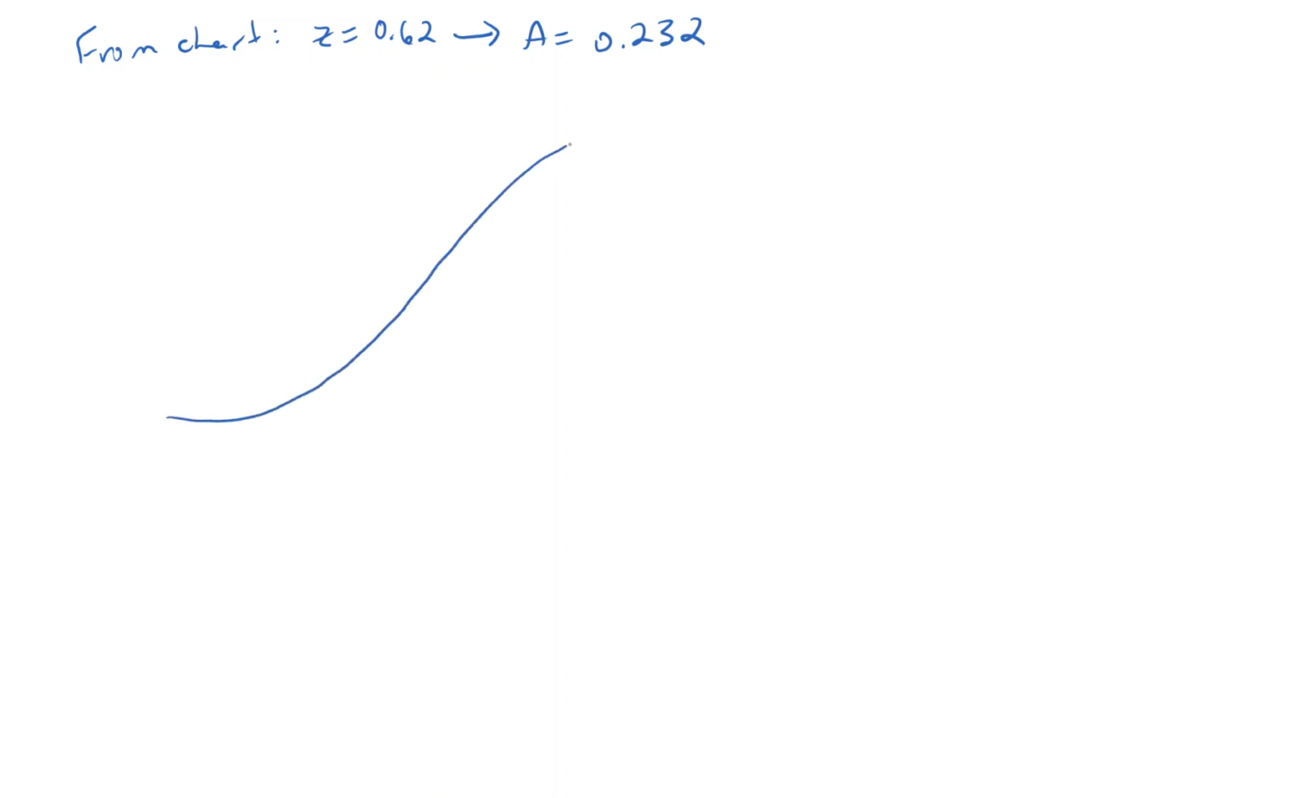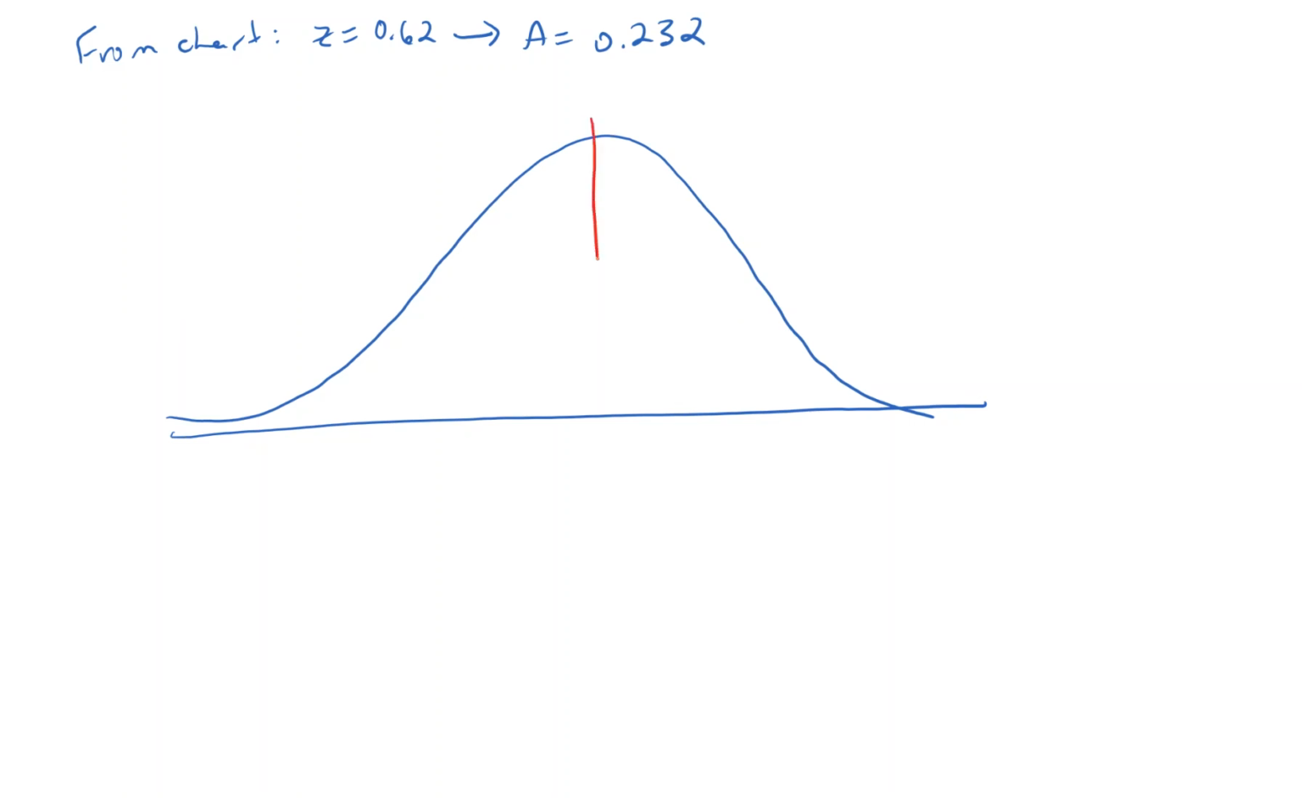So I'll go back to my notes. In the notes, we saw that from the chart, z equals 0.62 corresponded to an area of 0.232. What that tells us in this normal curve is, sorry, that's not great, but you get the idea. We have, of course, the z-score of 0, which is the mean, right in the middle. A z-score of 0.62 is to the right. It's a positive z-score. So z equals 0.62 is right here.